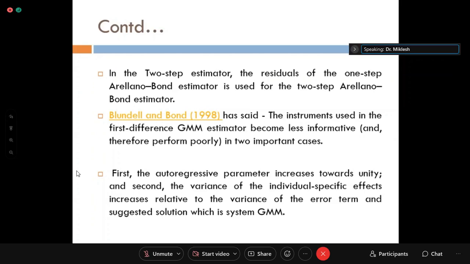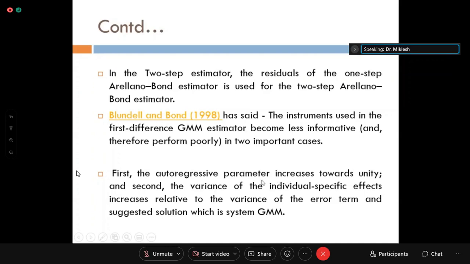There are two weaknesses of Arellano and Bond estimate. It means there are two weaknesses of difference GMM. In order to remove the weaknesses of Arellano and Bond, we go for the system GMM. And what are these two problems? The first problem, the autoregressive parameter.